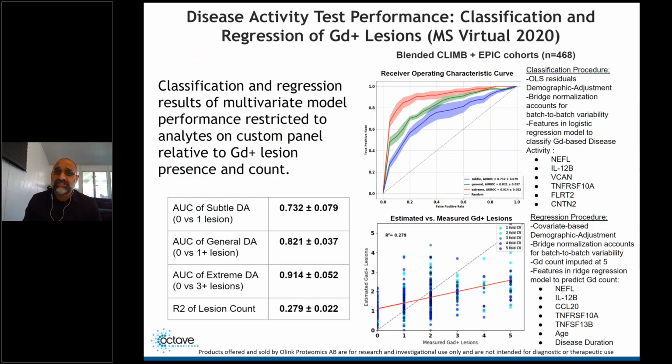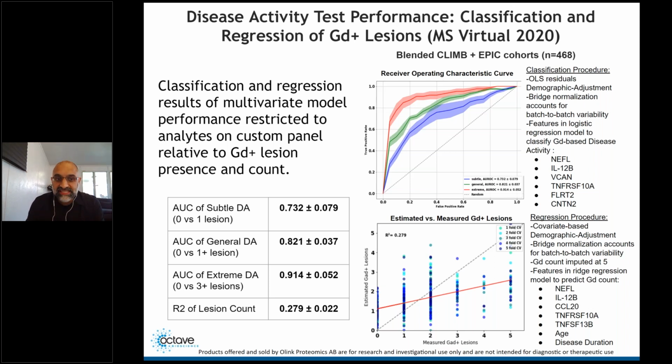Here's some of the results relative to our primary endpoint, and these are results that we presented at the MS Virtual 2020 conference recently. And here we're looking at classification and regression results of multivariate models restricted to analytes on our custom panel relative to that gadolinium lesion endpoint that I just described. And so we've looked at both the presence, so whether there is any lesion or not, and we've also used the count to establish categories of disease activity. And so I'll describe those briefly.